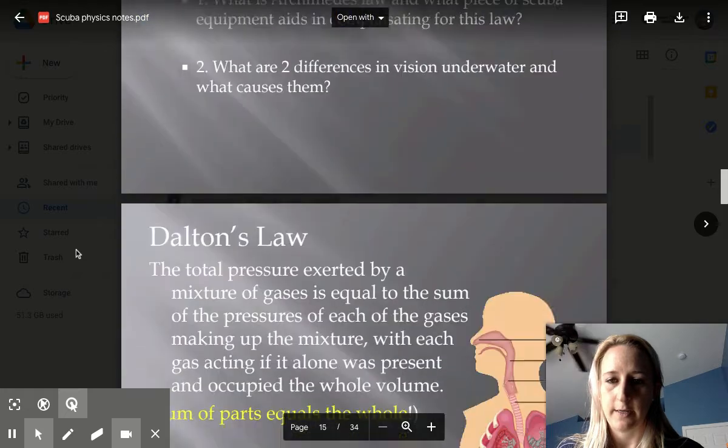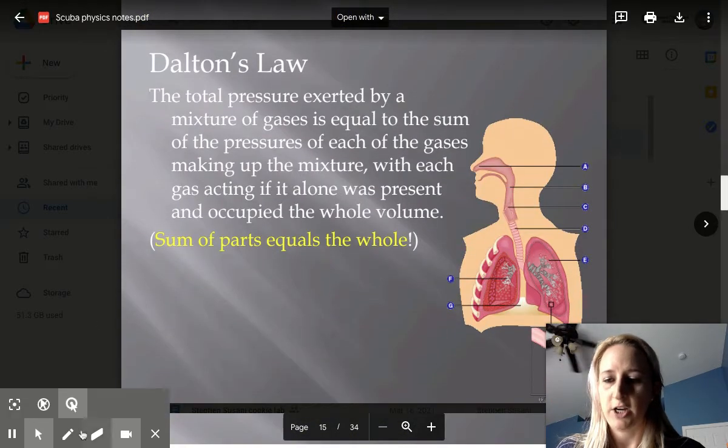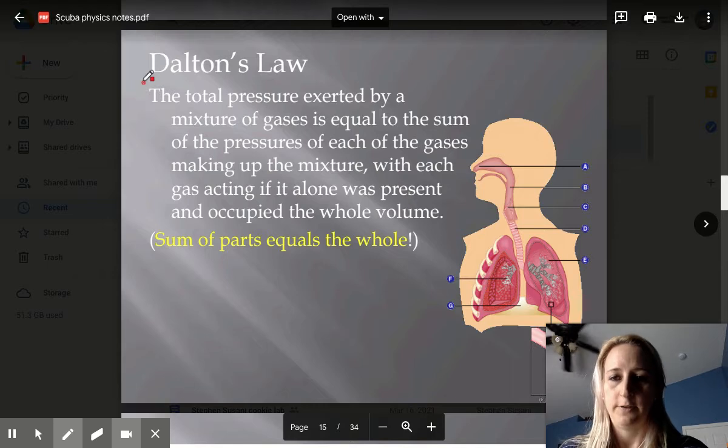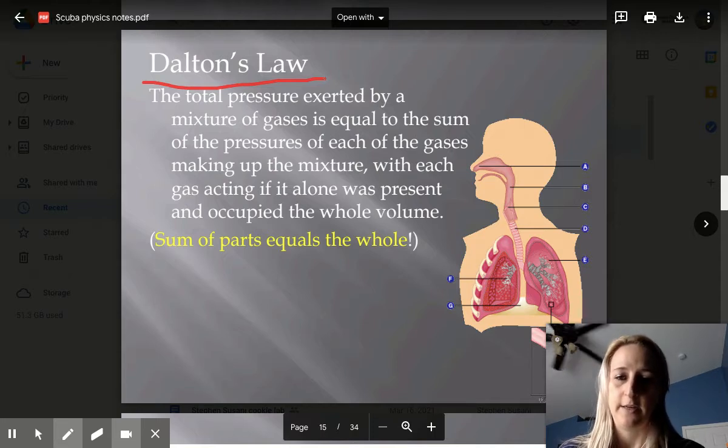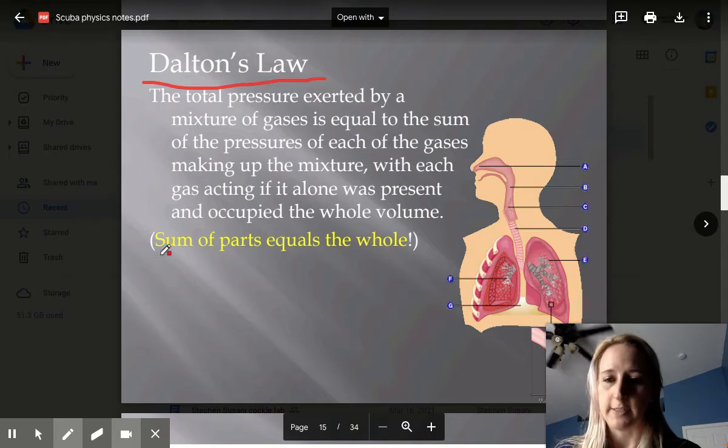All right, next slide here. Now let's talk about Dalton's law. The total pressure exerted by the mixture of gases is equal to the sum of the pressures of the gases making up the mixture, with each gas acting as if it alone was present and occupied the whole volume. Guys, the easier way to remember this is to say that the sum of the parts equals the whole.